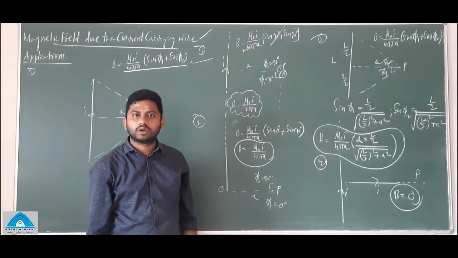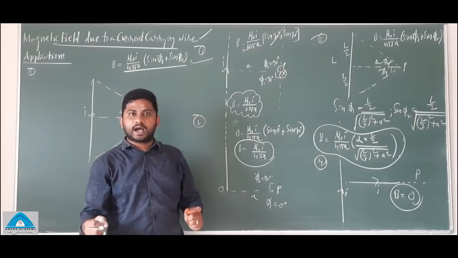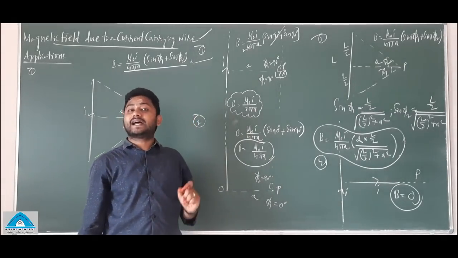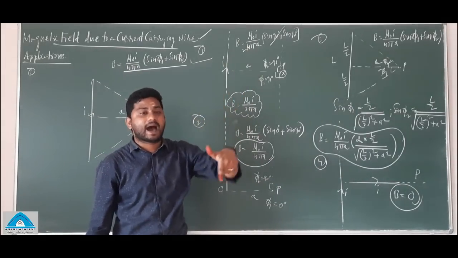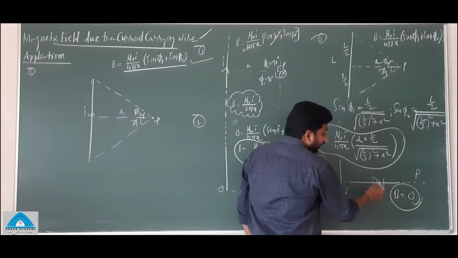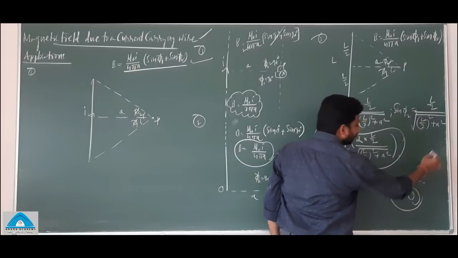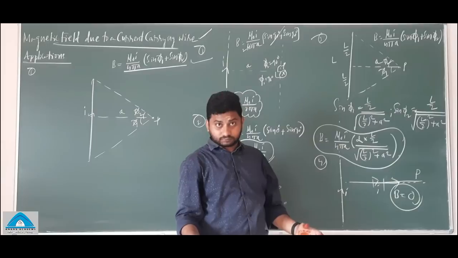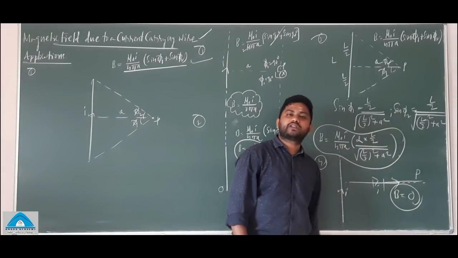Why is it 0? Because according to the Biot-Savart law, there is sin theta in that expression. What is theta? Theta is the angle between dl bar and r bar. Where is dl bar? If you take a small element, it is dl bar. And what is r bar? This is r bar only, right? So the angle between dl bar and r bar is 0. Then sin 0 will be 0. So the magnetic field at this point will be 0.